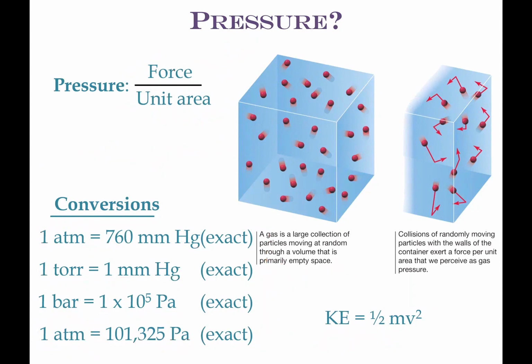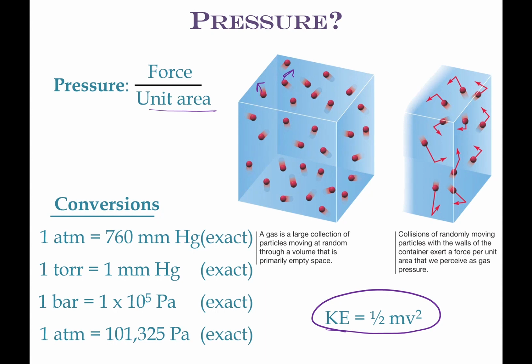So I'm going to erase the ink. So one thing that we can look at here is the kinetic energy equation. The particles are constantly moving. So when they're constantly moving, they're hitting the walls of their container. And when they hit the walls of their container, they are exerting force on the walls of the container. That force divided by the area is where we get pressure for these particles.